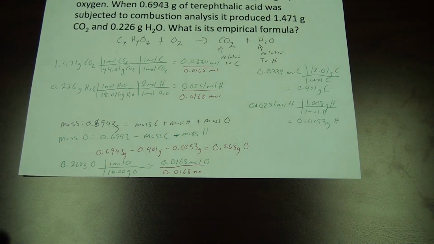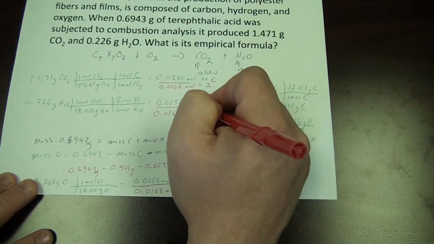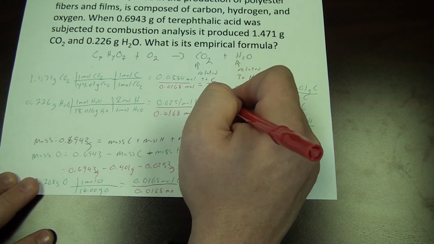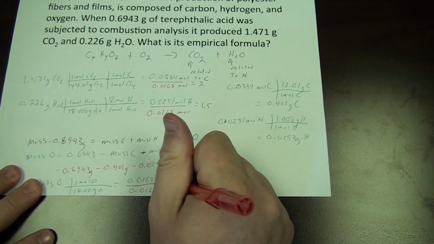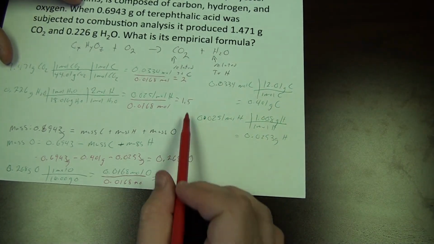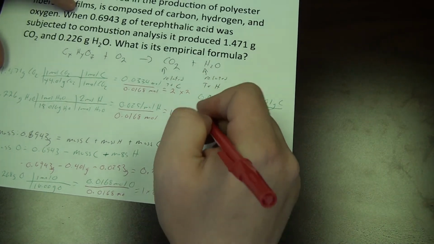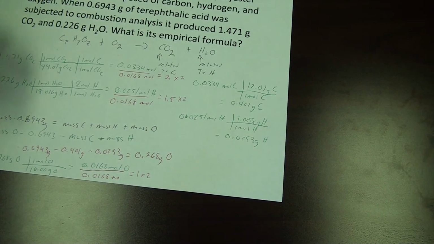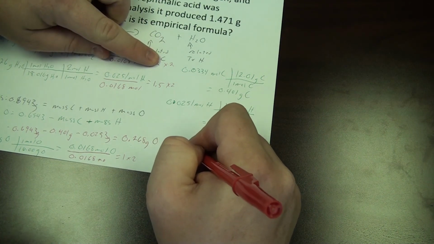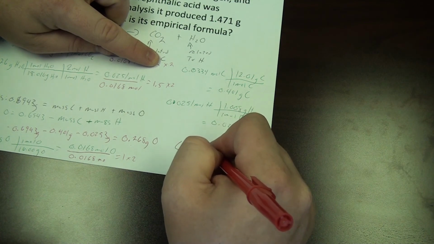If we do that, we see that this value ends up being 2. This one is 1.5. And this one is 1. So again, we have to multiply all of these by 2 so they're all whole numbers. So we end up with an empirical formula that is C4H3O2.